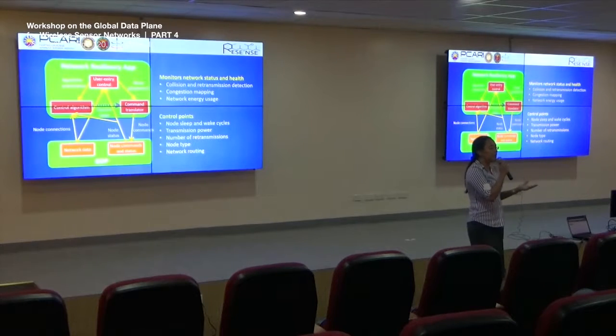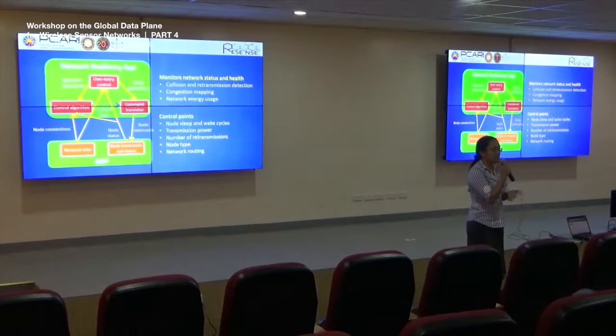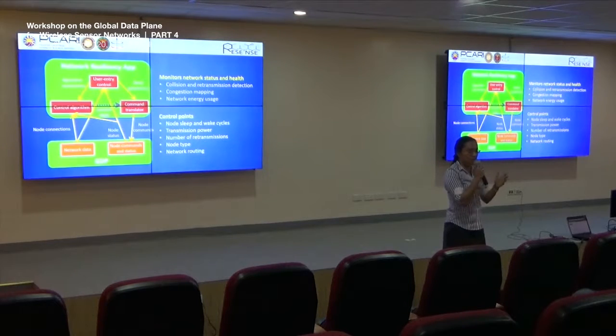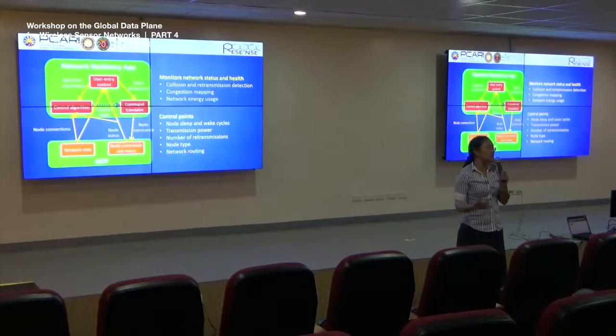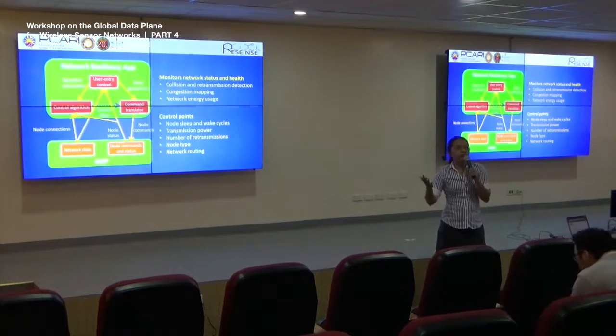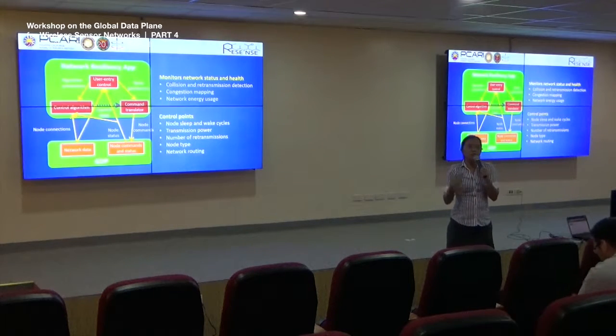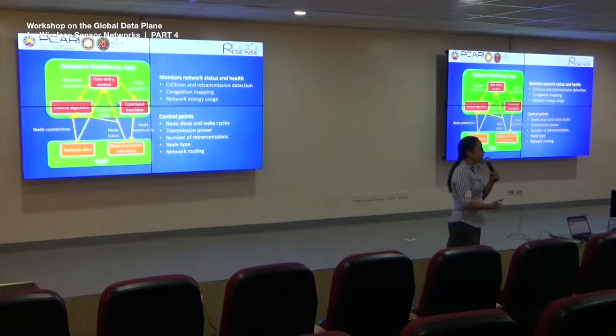So what really brings down the power consumption of nodes? Mainly your communications. So what are the communication parameters that you can change? One way is the transmission power. You can change the transmission power of the nodes. You can also change their sleep cycles, so you can turn them on and off more often if you want to prolong their life. You can also change the number of retransmissions.